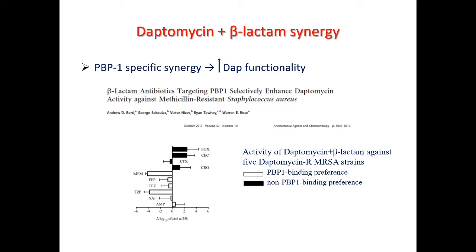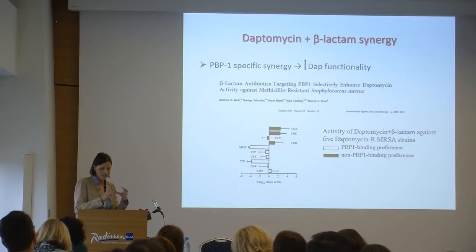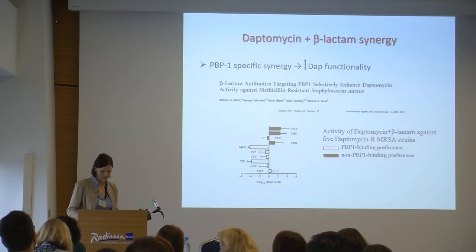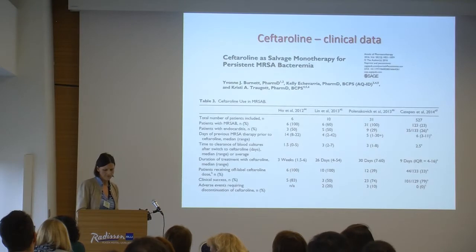So if these are to the left, this means that bacterial burden was lowered, and this proves the synergistic effect. So it's not really the same if we put different beta-lactams in this dapto-beta-lactam combination. If we choose this combination, we should go for the beta-lactams that preferentially bind to penicillin binding protein 1.